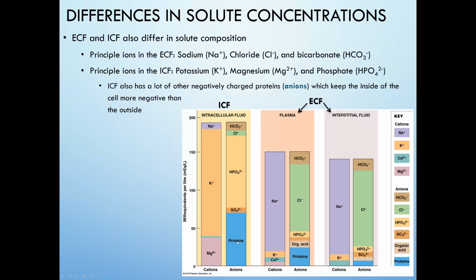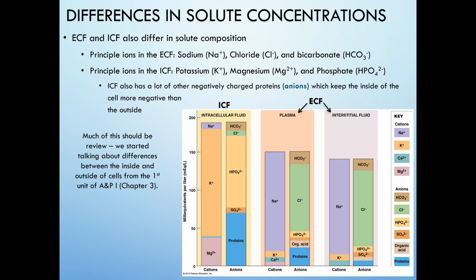So much of this should be a review. We started talking about the differences between the inside and the outside of cells from the very first unit of A&P 1 back in chapter 3. We've talked about it a lot since then. It was the basis for how we talked about how electrical potentials traveled through neurons. We talked about it earlier this semester when we talked about graded potentials. So again, a lot of this should be a review.